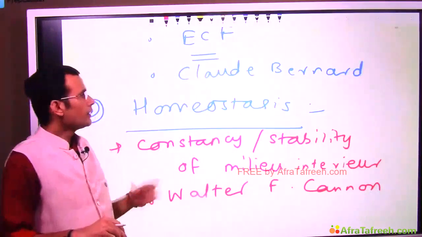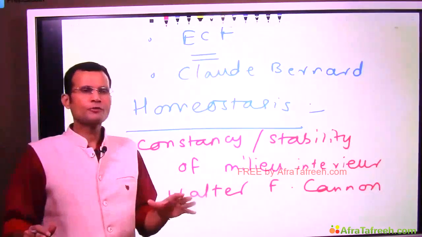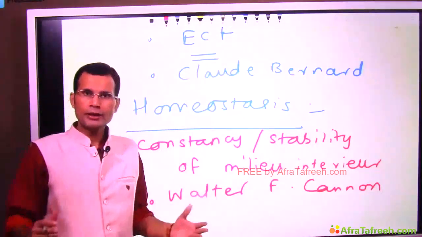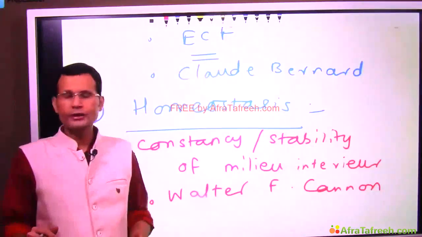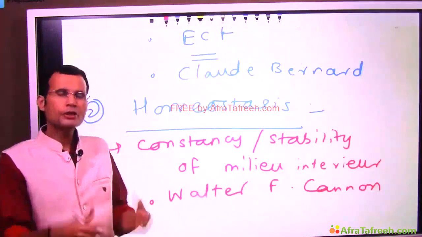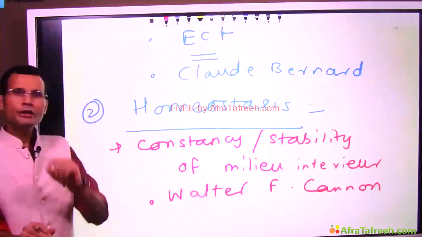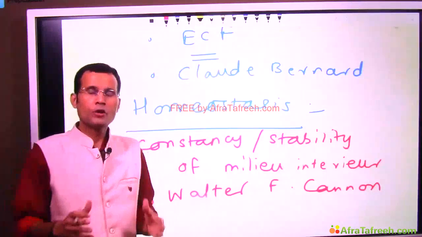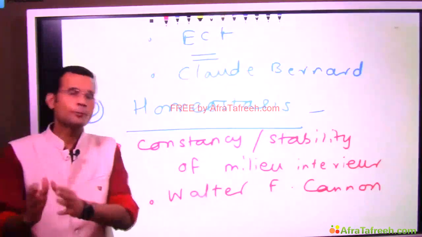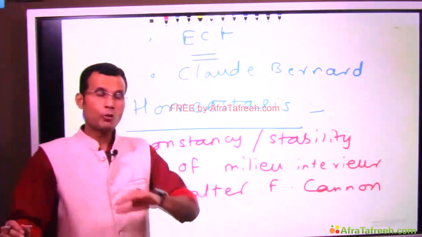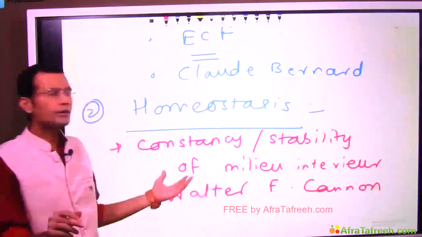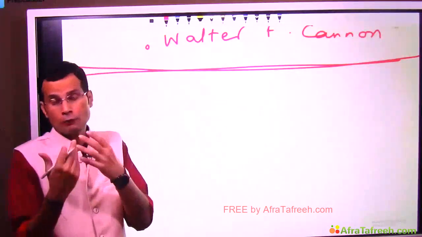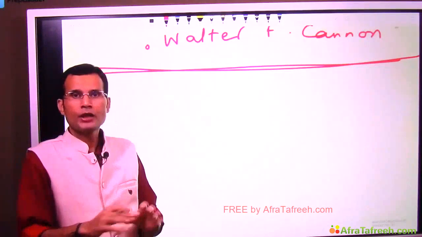The point is that the milieu interior, the extracellular fluid, has lots of parameters in it. Those parameters are called controlled variables. What are they? The nutrients, glucose, oxygen levels, carbon dioxide levels, pH, temperature, osmolarity, lots of them. And only when these parameters are held constant within their normal range, only then the cells can function optimally. So maintaining that constancy for all the parameters and thereby maintaining the stability in the milieu interior is defined as homeostasis. So what are the various mechanisms by which homeostasis is achieved?